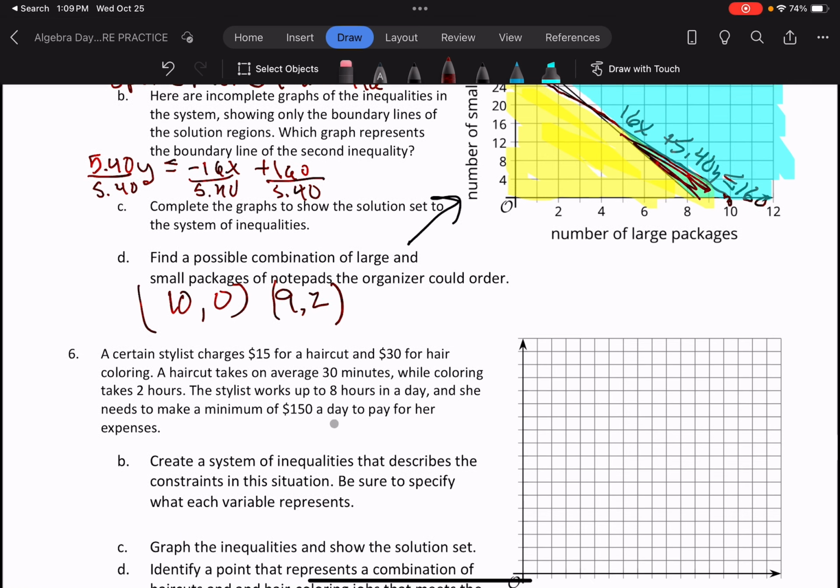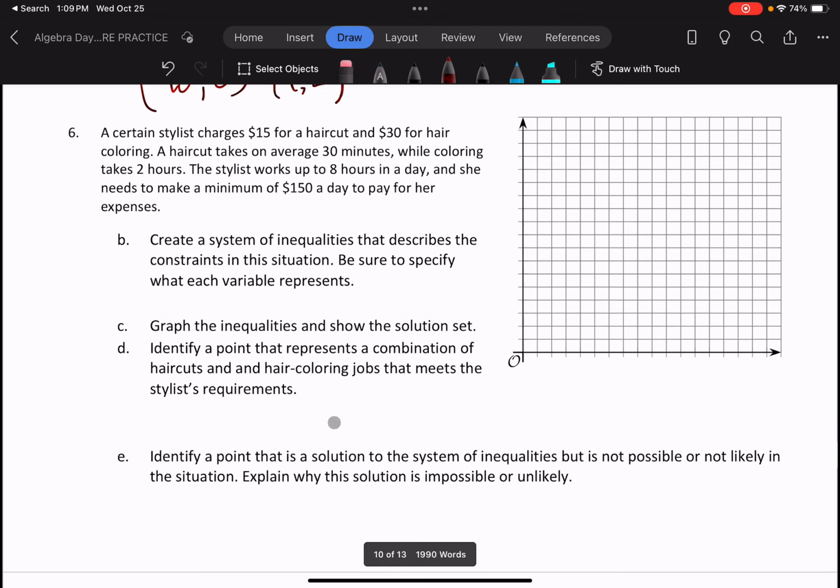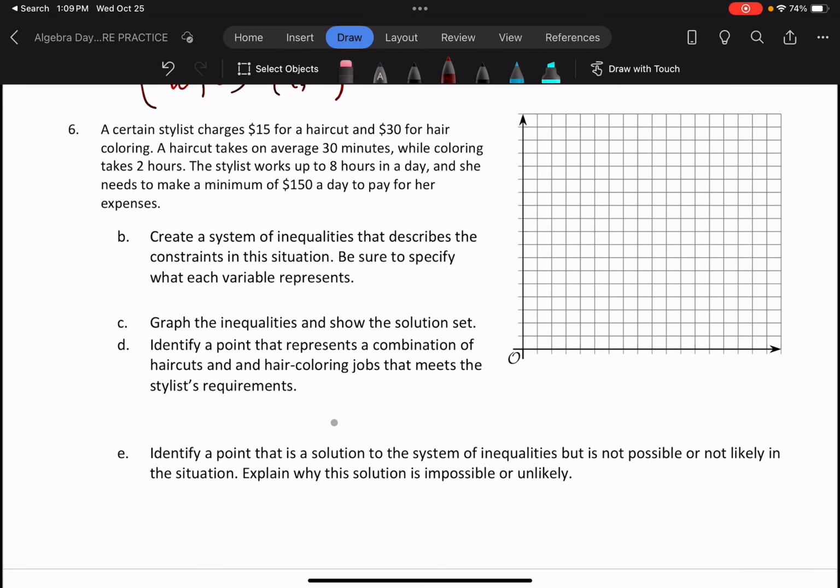All right, let's take a look at number 6. A certain stylist charges $15 for a haircut and $30 for coloring. A haircut takes on average 30 minutes while coloring takes 2 hours. The stylist works up to 8 hours a day and she needs to make a minimum of $150 a day to pay for her expenses. Create a system of inequalities that shows the constraints in this situation.